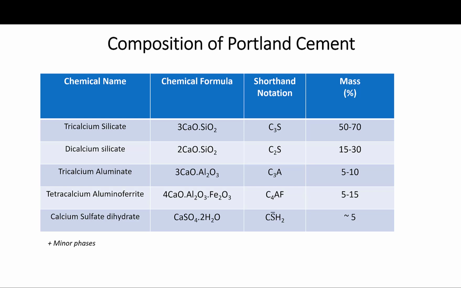Tricalcium aluminate, C₃A, about 5 to 10%. The tetracalcium aluminoferrite, C₄AF, 5 to 15%. And of course, the gypsum we add to the clinker, calcium sulfate dihydrate mostly, referred to in shorthand notation as CS̄H₂, roughly around 5%. Of course, in addition, as we mentioned before, there are minor phases and oxides. We will cover them later.